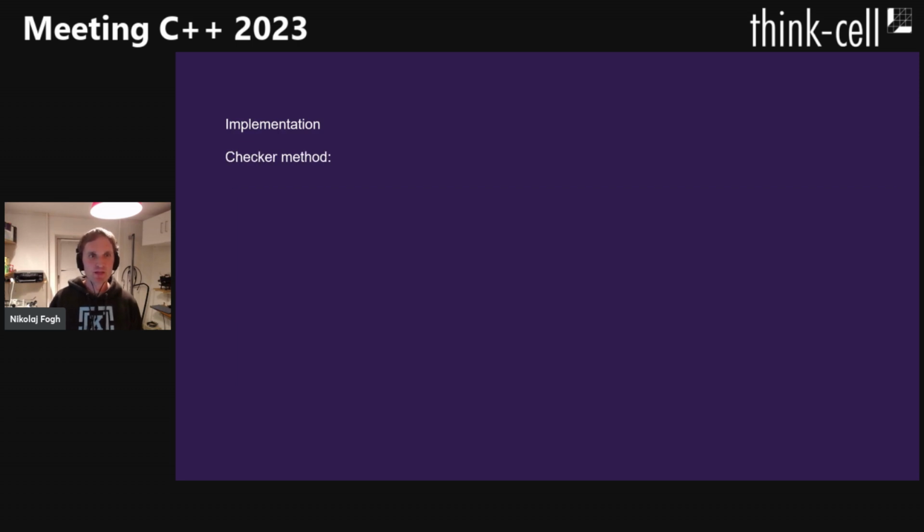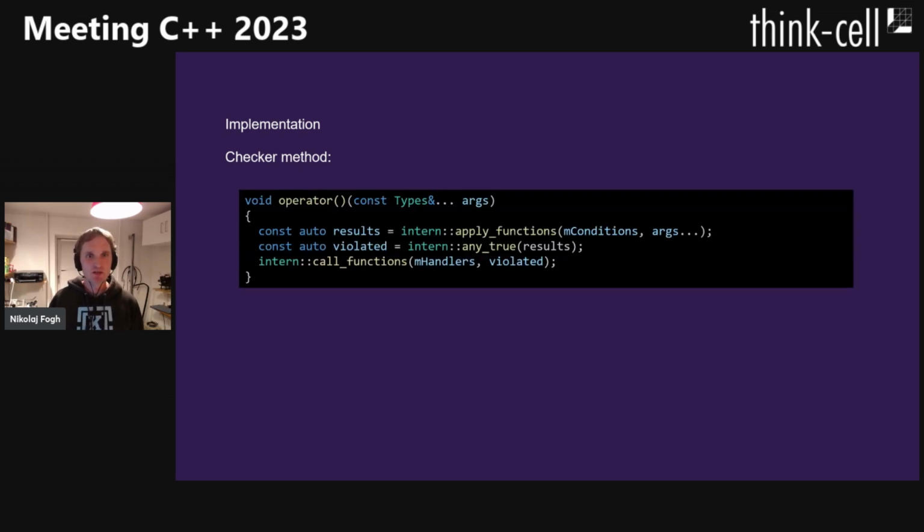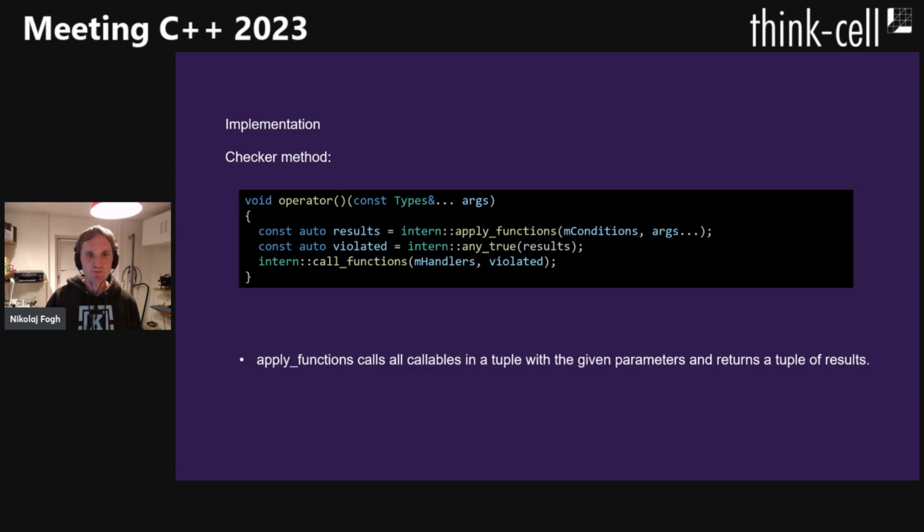So that way we build these conditions and we build these handlers using these methods. In the end, we have this checker method, the one that actually does the logic in this class. Again, it is 6 lines. Of course, there are some utility functions that I have made here. I don't want to show them in this slide. I'm going to tell you what they do. So apply functions here just calls all the callables in a tuple with the given parameters, and then it returns a tuple of results.